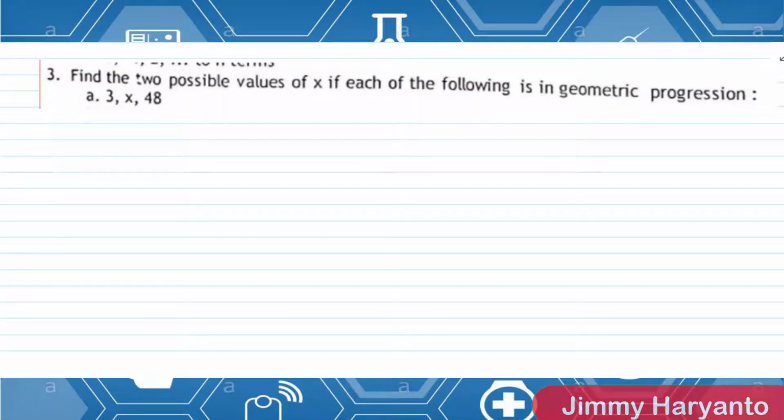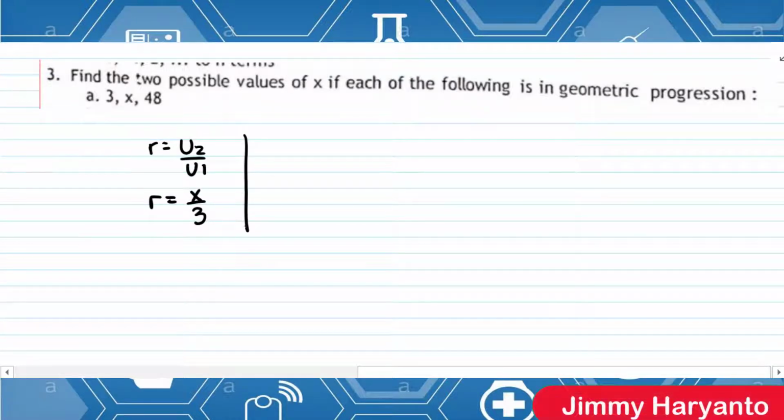Okay, next is number 3a. For number 3a, find the two possible values of x for the following geometric progression. We know that a geometric progression has the characteristic that the ratio of each term should be the same. So I will find the ratio first from u2 over u1, the second term over the first term. It will be x over 3. Next, I will also find the ratio for the third term, u3, with the second term. So the ratio will be 48 over x.